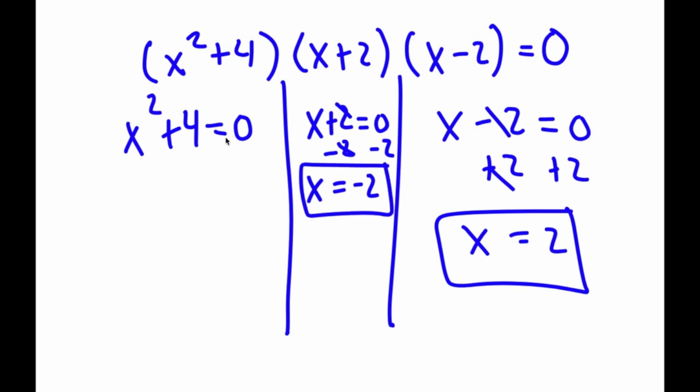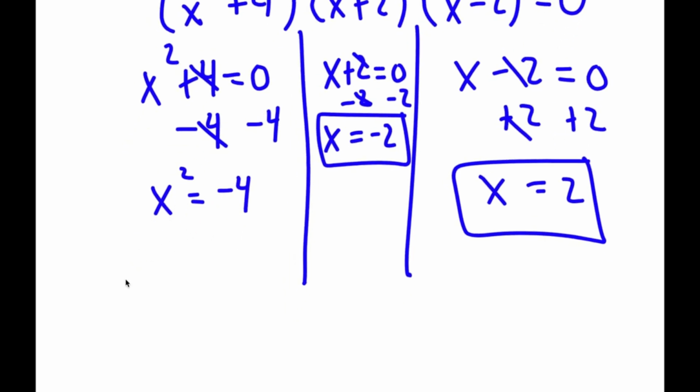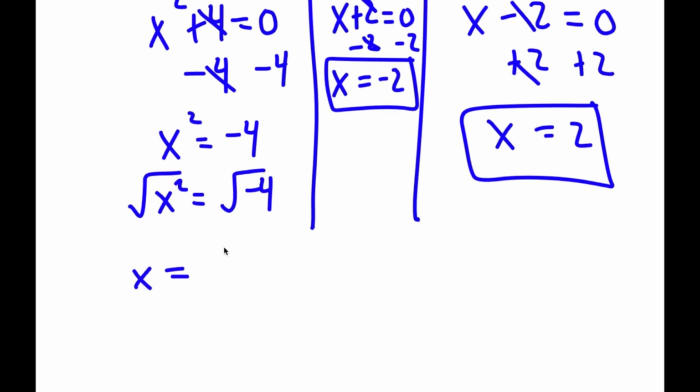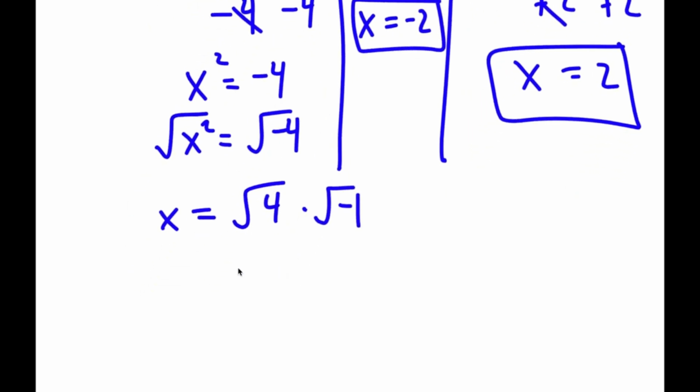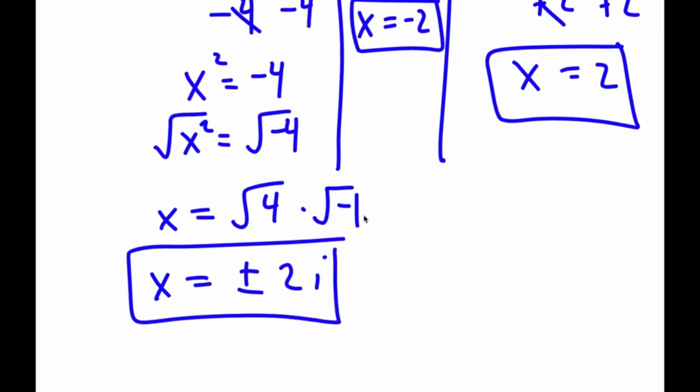And now finally, for x squared plus 4 equals 0, to solve this, I'm going to subtract 4 on both sides, and I get x squared is equal to negative 4. Now, if I take the square root on both sides, I get the square root of x squared is equal to the square root of negative 4. The square root of x squared is x. And the square root of negative 4 I can rewrite as the square root of 4 times the square root of negative 1. And if you didn't already know, the square root of negative 1 is equal to i. So now I have the square root of 4, which is positive or negative 2, and i. So these are my four solutions.